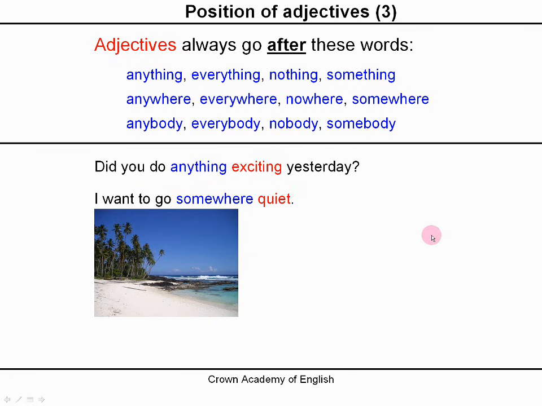So we do not say, I want to go quiet somewhere. Quiet somewhere. No, that is wrong. It is the wrong order. There wasn't anybody famous at the party. The adjective famous goes after the word anybody.